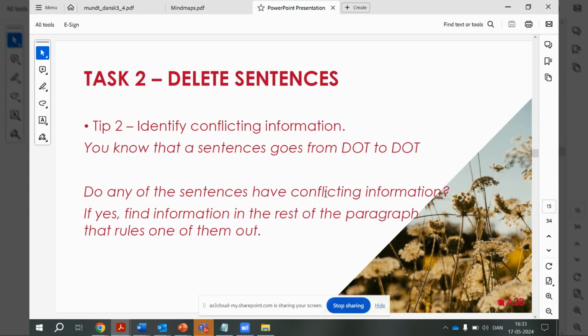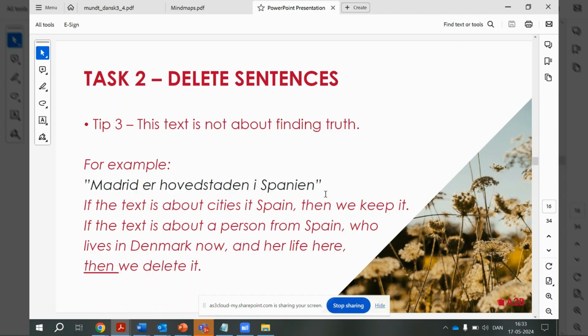So you already know now that a sentence goes from the dot to the dot. So you need to ask yourself, do any of the sentences in the paragraph contain conflicting information? Well, if yes, you're in a good spot, because then you know that one of them is wrong, and you will need to find information in the rest of the paragraph that rules that information out.